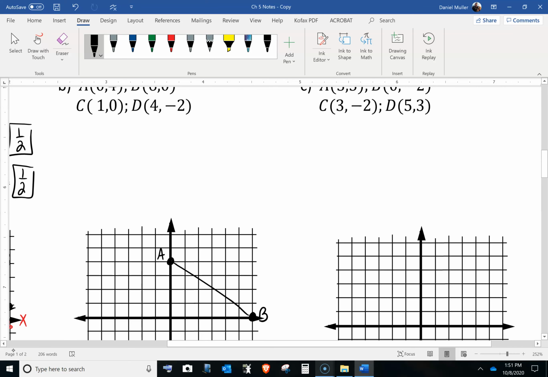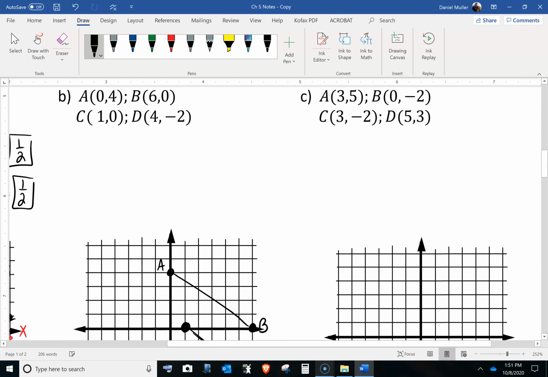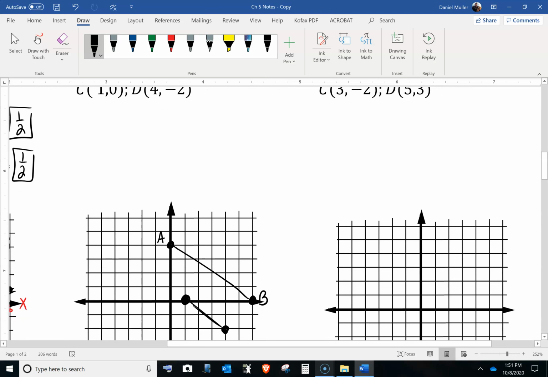C, 1, 0. So over 1, up nothing. And D is over 4 and down 2. 1, 2, 3, 4, 1, 2. Okay, so there we go. Really? So that might be parallel. I mean, it looks kind of parallel, but is it? Okay, let's take a look. Oh, I didn't label this. This is C, and this was D.